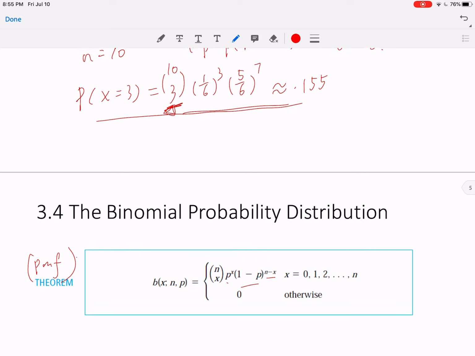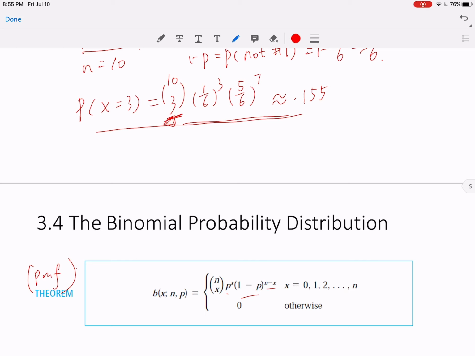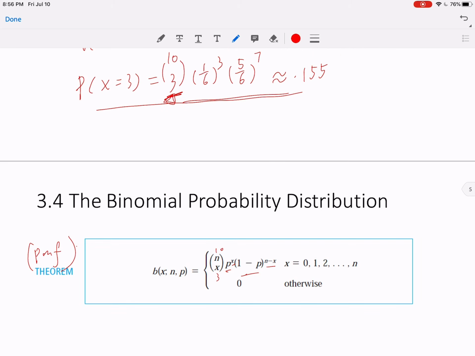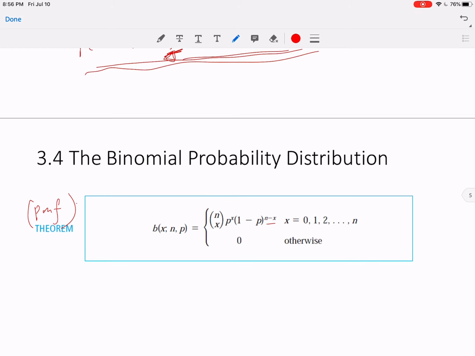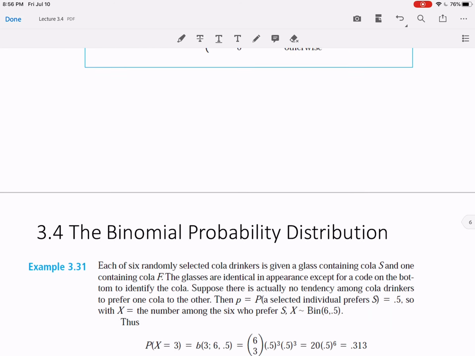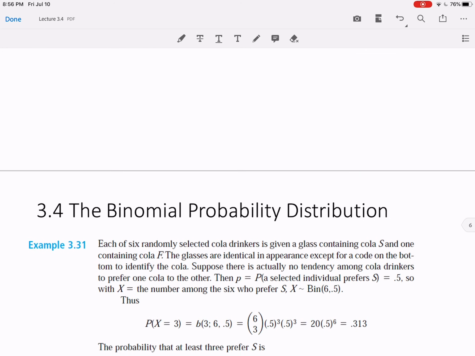X is equal to 3. Of course, in this case, x is 3 and n is 10. P is 1 over 6, x is 3 to the power of 3, and the 1 minus p is 5 over 6 here, and the n minus x, which is 10 minus 3, which is 7. Okay, so if we know this formula, the general form of the PMF of a binomial random variable, we can calculate the probability of x equal to 3 directly. I think this is pretty straightforward. All right, once this makes sense to you, let's take a look at this example here.